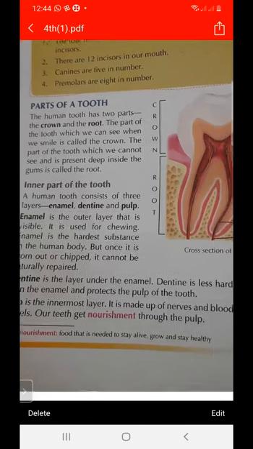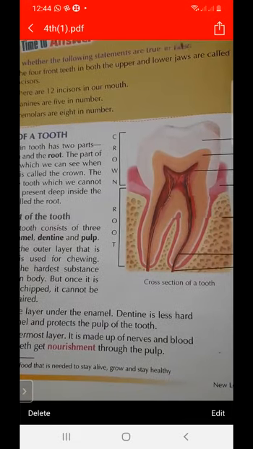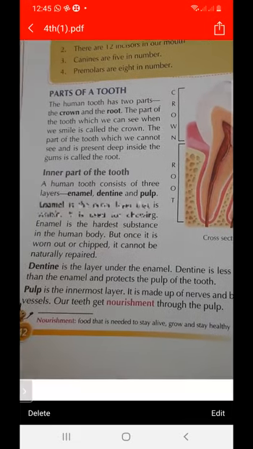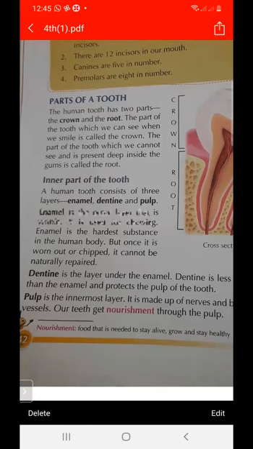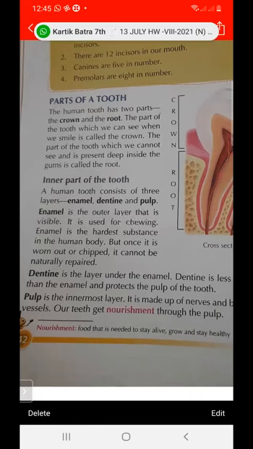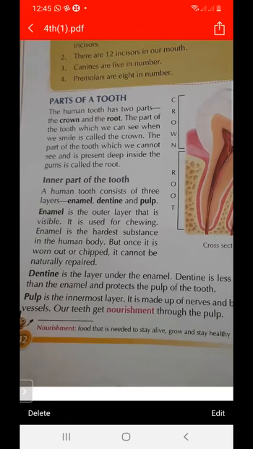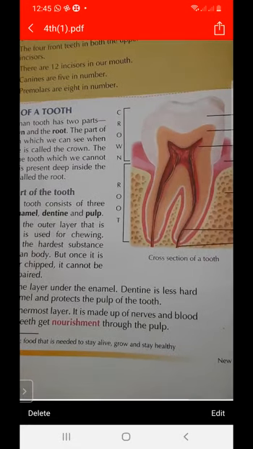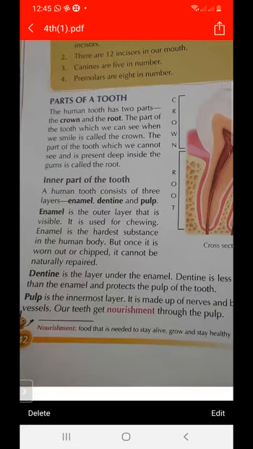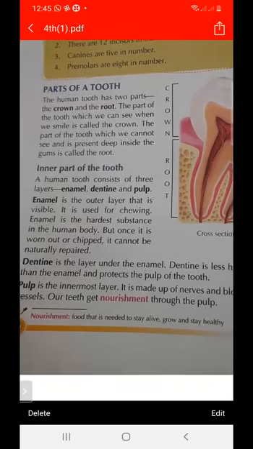Dentine is a layer under the enamel, and it is less hard as compared to the enamel. So the outer layer is called enamel, and then comes dentine. After enamel, the next layer is dentine, and it protects the pulp of the tooth.